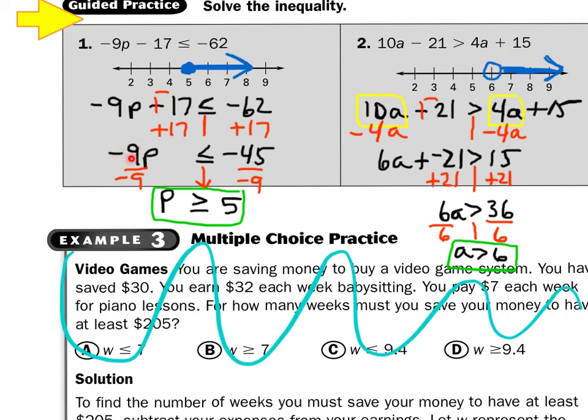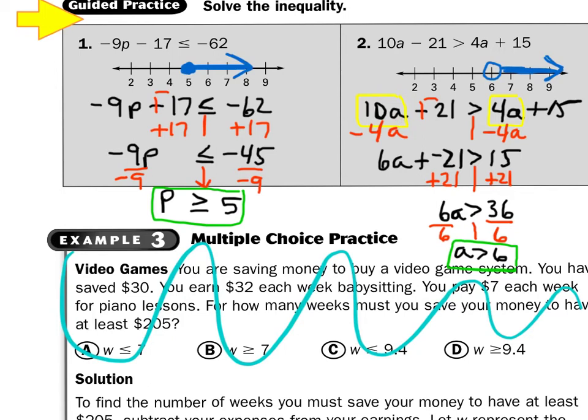Well, we have to destroy the negative 9, so we're going to divide both sides by negative 9. Remember, when we multiply or divide by a negative, the symbol flips. So negative 9 divided by negative 9 makes that invisible 1. Bring down the p, flip the symbol, and then negative 45 divided by negative 9 makes 5. So p is greater than or equal to 5. So to graph it, I put a solid closed dot on 5 because it could be equal to, and I shaded everything bigger, everything to the right. Okay, take a look at number 2.